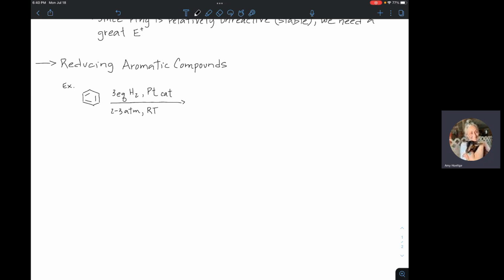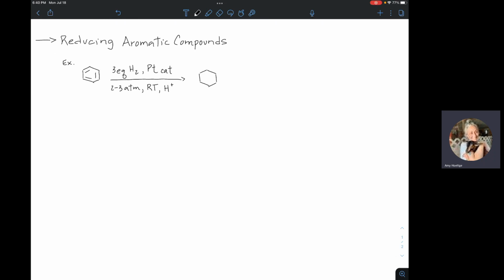Room temperature is RT if you have a really good catalyst. And either H+ or H3O+ to indicate that you're going to do this under acidic conditions. And then theoretically, what you get out the other side is cyclohexane.